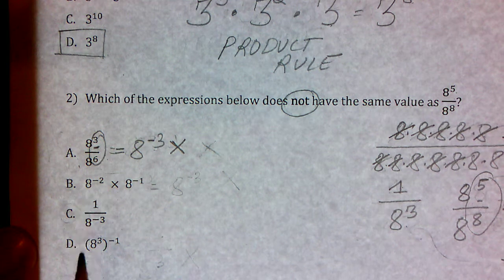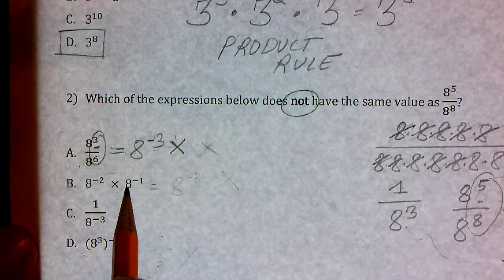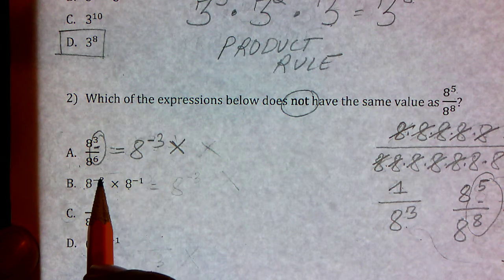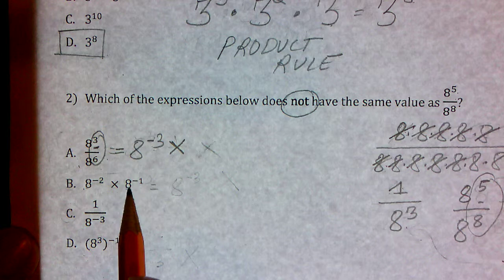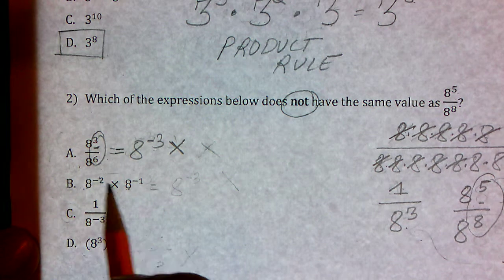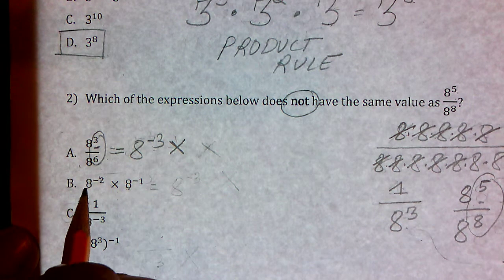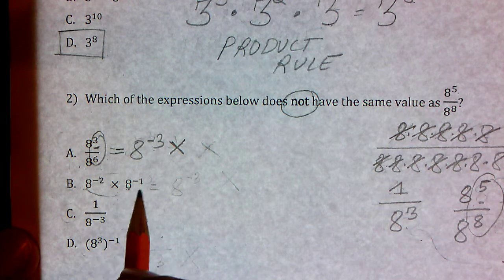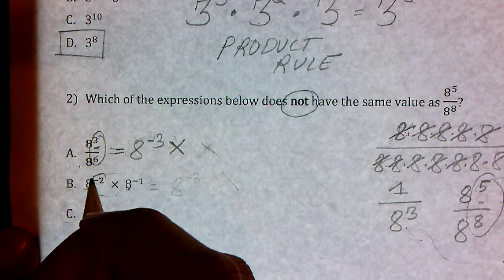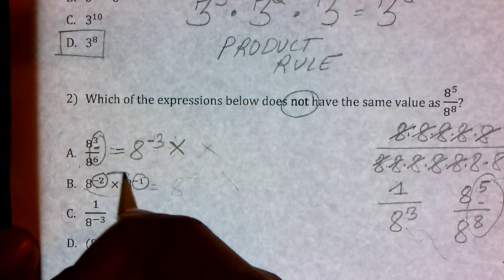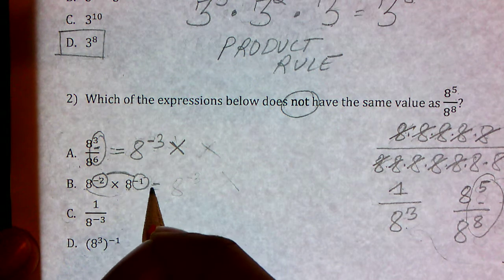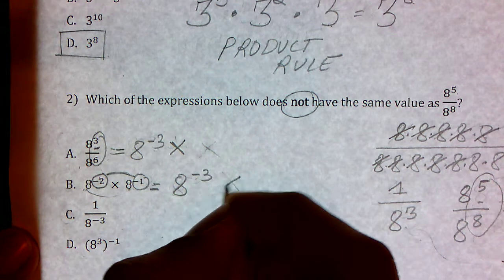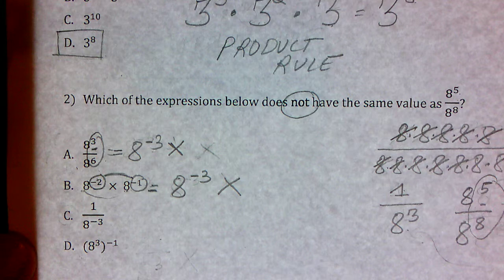The product rule tells us that if the bases are the same and we're multiplying two exponential figures, we can add the exponents. So the base is the same, the base is the same. We're multiplying the two exponential figures. We can add our two exponents. Negative 2 plus negative 1 will yield negative 3. This won't work either.